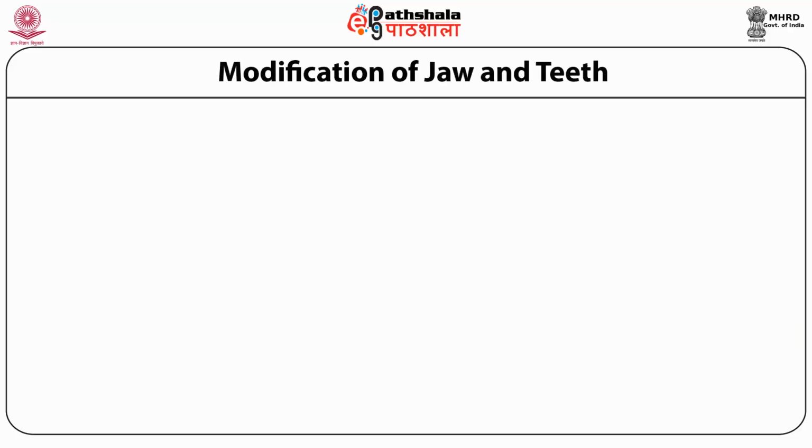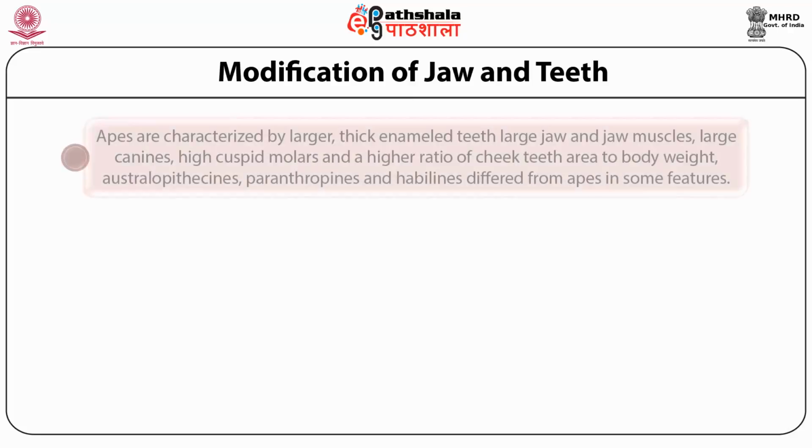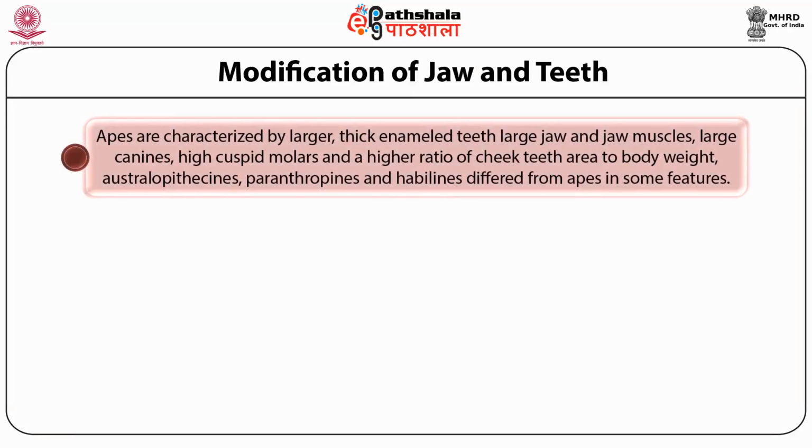Now let's try to find out the information related to modification of jaws and teeth. Apes are characterized by large, thick-enamel teeth, heavy jaw and jaw muscle, large canines and high-cusped molars, and a higher ratio of cheek teeth area to body weight compared to that of Australopithecus, Paranthropus and Homo habilis.